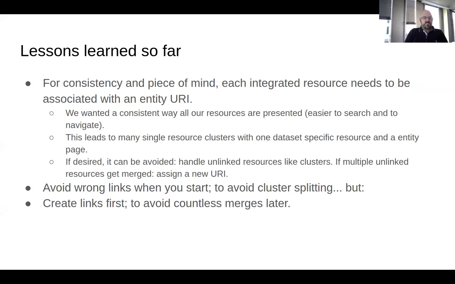Now we have two pieces of advice for ourselves, basically, and no solution. One thing that we found is we should avoid wrong links when we start, because we actually want to avoid cluster splitting as much as we can, because this means we have URIs that are ambiguous. But of course, on the other hand, you want to create a lot of links first, so you want to be as perfect as you can when you start this entity generation process to avoid these countless merges when you later on start to link your resources.